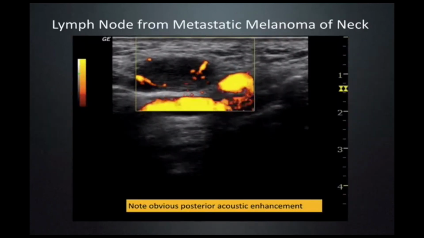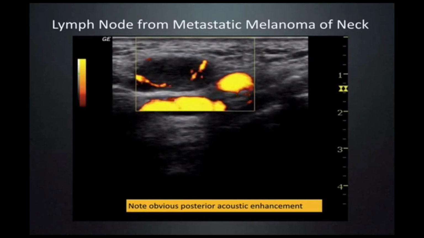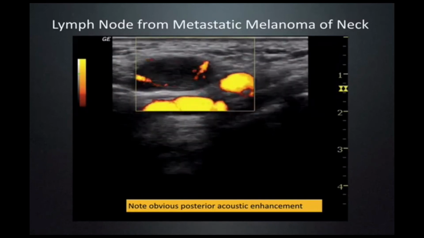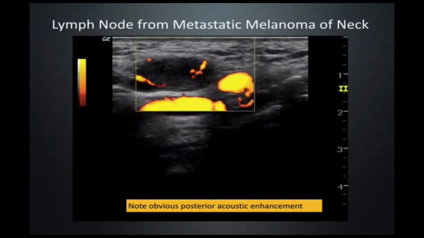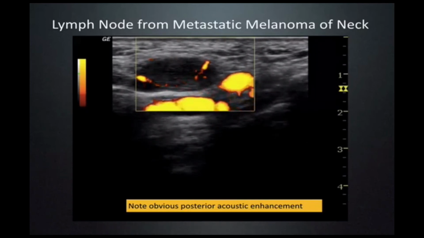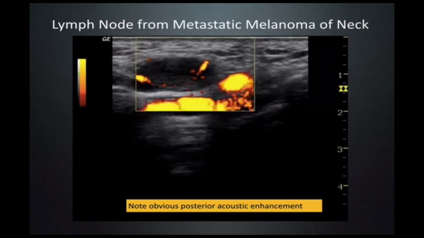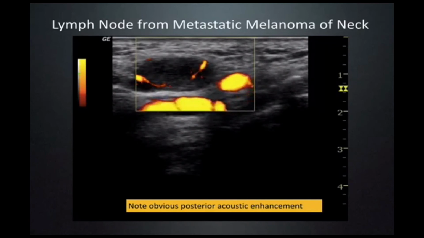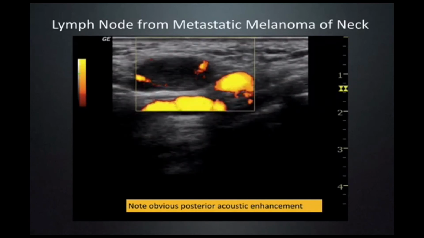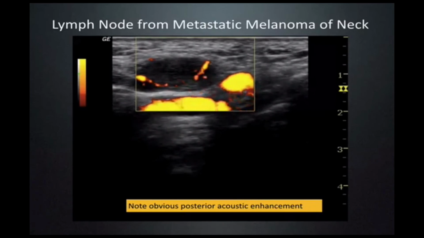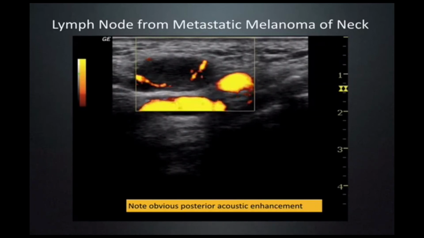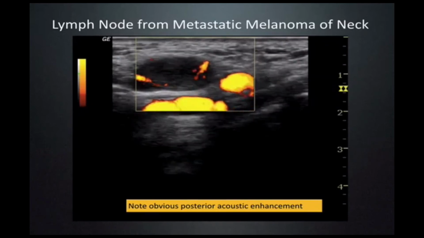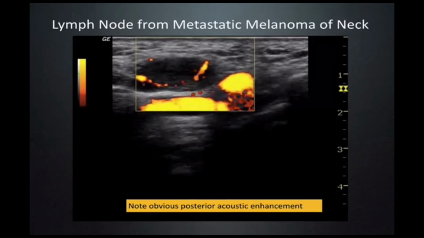This is a video clip of an abnormal lymph node. You can see several things. You can see it has somewhat of a rounded appearance. Also, you can't discern the hilum from the cortex. Also, with the power Doppler, you'll see that there are actually two areas where the vessels are entering the lymph node, and this is always abnormal. But what I wanted you to see in this particularly is the posterior acoustic enhancement, which is significant. This is actually on a patient with malignant melanoma, and I wanted to demonstrate to you how well melanoma causes posterior acoustic enhancement.